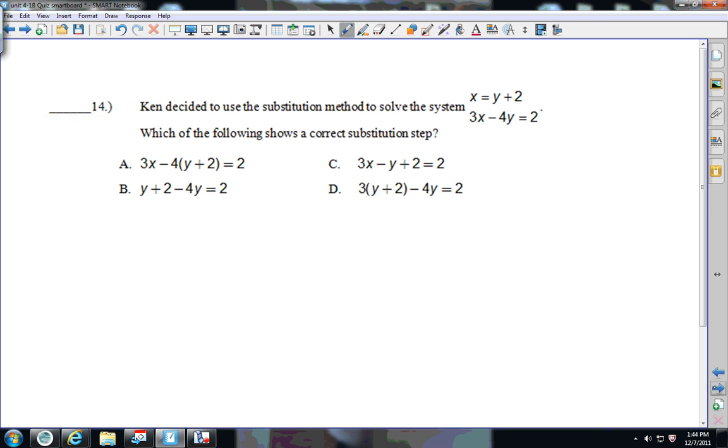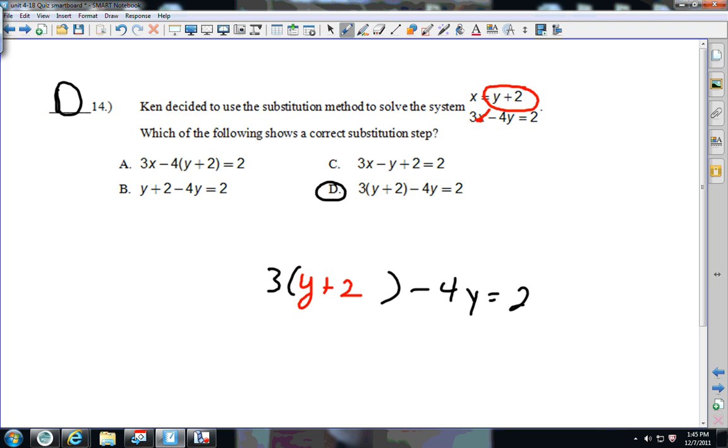Next one. Pause the video if you have not done this and see if you can figure out what the answer is. Here's what x equals. Substitute and put it in here for x. Well, I've got 3 times x. X is y plus 2. Then do the rest of the equation. Minus 4y equals 2. Well, which one looks like that? D does. So the answer is D.